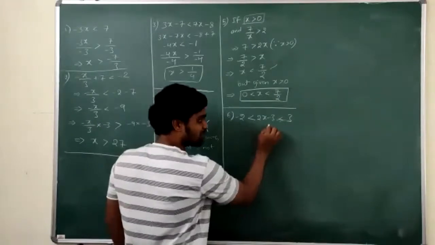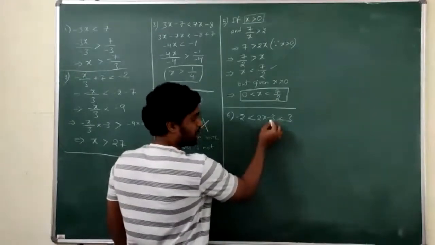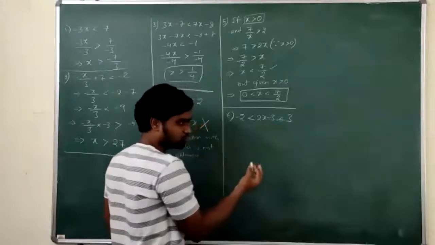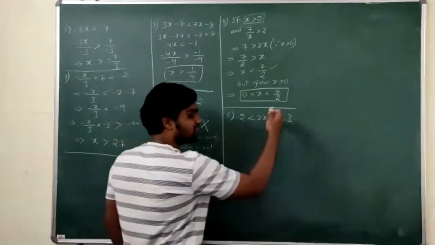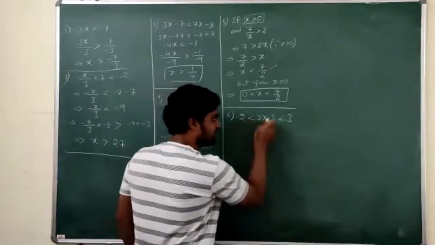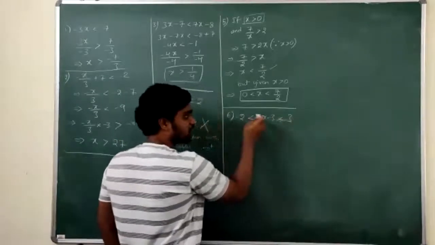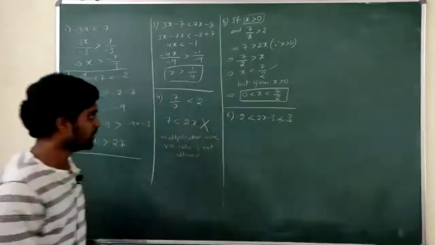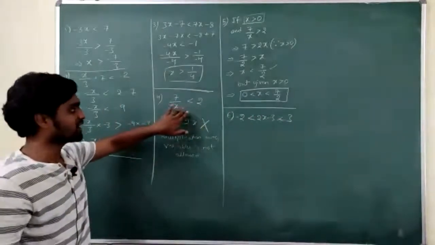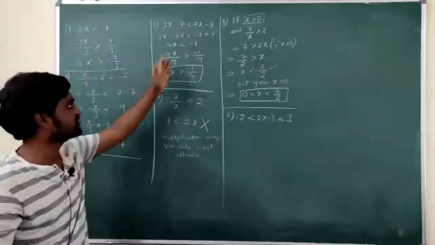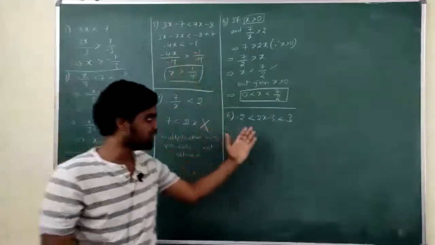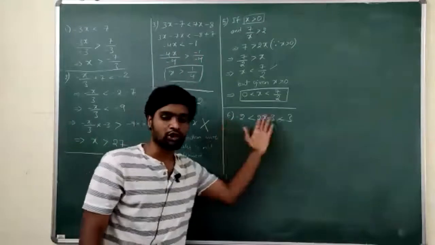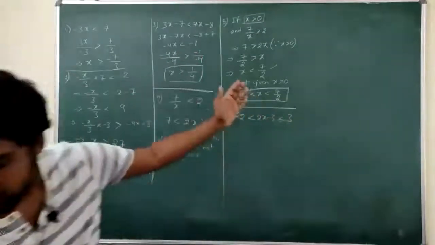To get x in the middle, I have to remove minus 3 as well as 2. So how to remove minus 3? Adding 3 on all the 3 sides, or adding 3 to all the 3 numbers. That's how you say it. Otherwise I'm adding, subtracting, multiplying or dividing on both sides, only 2 sides. But here the simplification would be on all the 3 sides, because it is a double inequality.